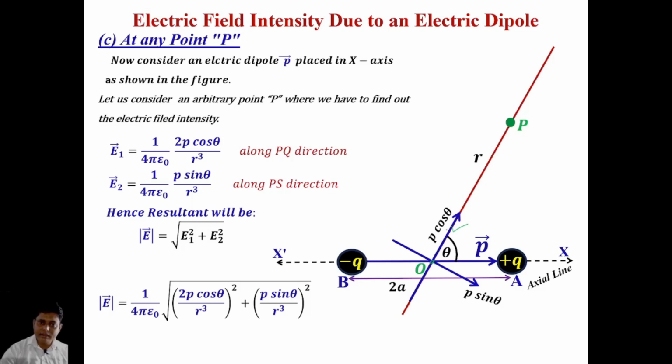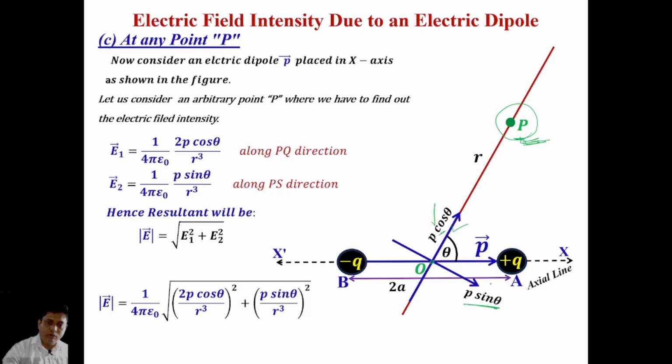We can say that the point P is an axial point for the dipole moment of magnitude P cos theta, and the point P is also an equatorial point, situated on the equatorial line of the electric dipole moment having the magnitude P sin theta.